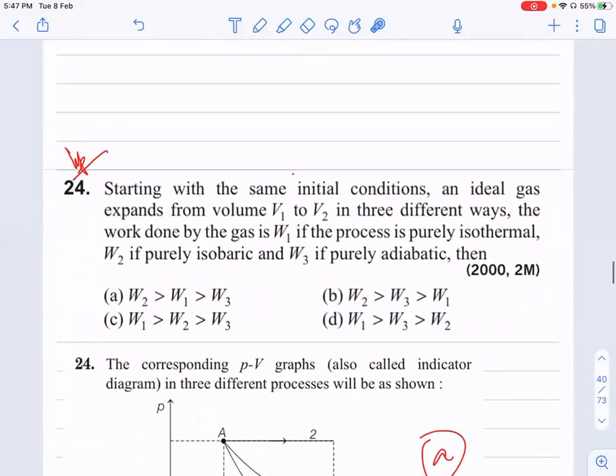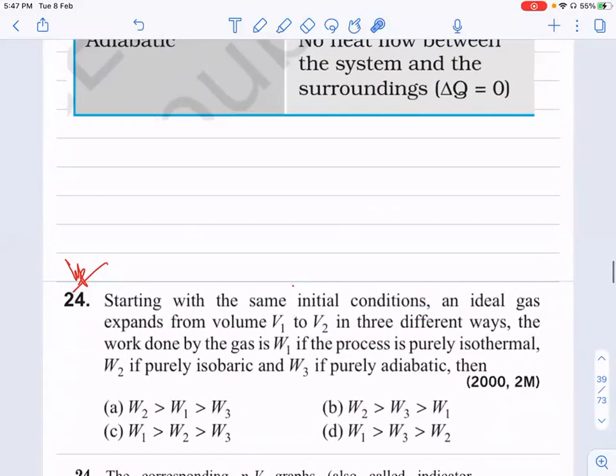जैसे ये क्वेश्चन है, देखिए. क्वेश्चन ये है, starting from the same initial condition, an ideal gas expands from volume V1 to V2 in three different ways. The work done by the gas is W1 if the process is isothermal, W2 if it is isobaric, W3 if it is adiabatic. So which of the options is correct?